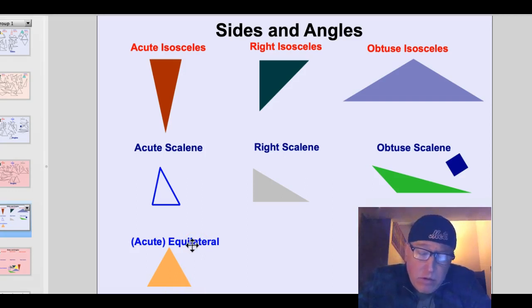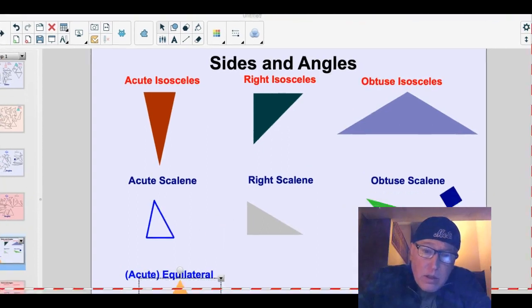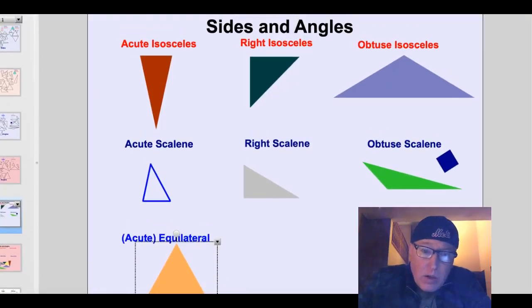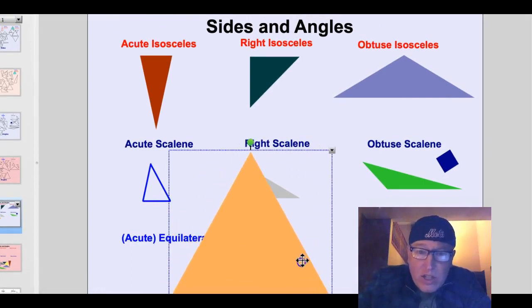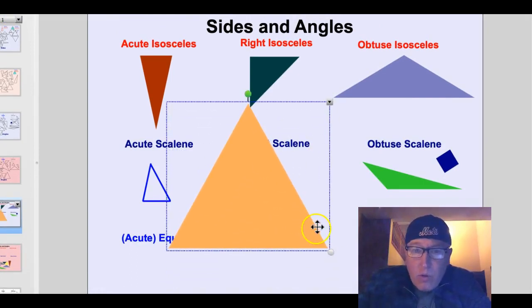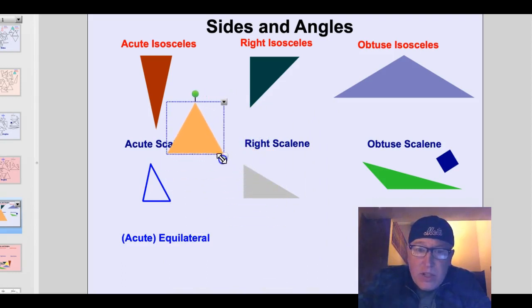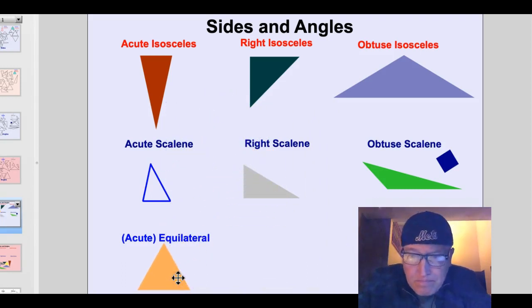If it's an equilateral triangle, all the angles have to be 60 degrees. It doesn't matter how big it is here. Every angle is 60 degrees. Getting kind of crazy here, but take a look. The angles never change. The sides are all the same. The angles are always the same. Doesn't matter the size. So this is an acute equilateral triangle.